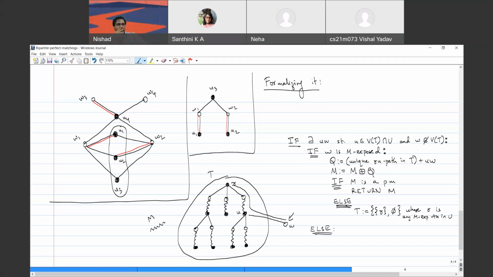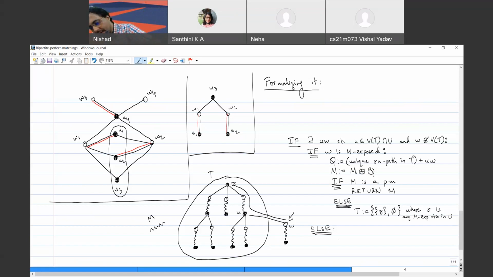Okay. So if the vertex I'm looking at is not an exposed vertex, then it means that it has been matched to some vertex. And what should I do at this point? Add the two edges in the tree, right? I'm going to add both edges UW and the unique edge at W, which is in the matching. Both of them I'm going to put in my tree.